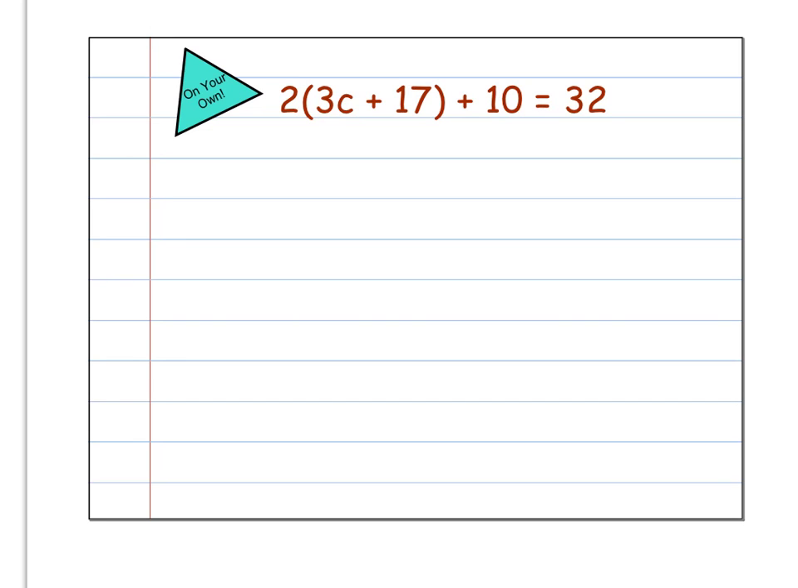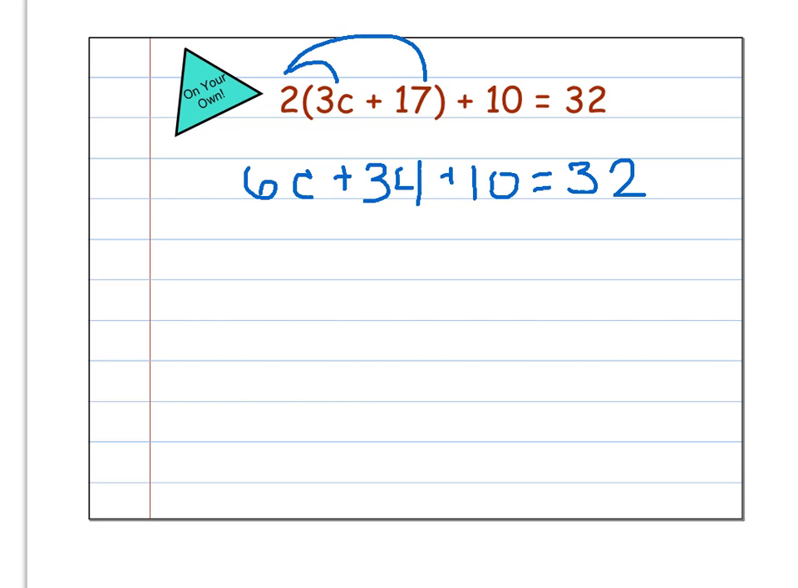So once again, you have to first do the distributing. So 2 times 3c would be 6c, and then distribute the 2 to the 17. So 2 times 17 is 34. And then I still have that 10 there. I just bring that down and write it there. Can't forget about it. And now I just solve the equation.